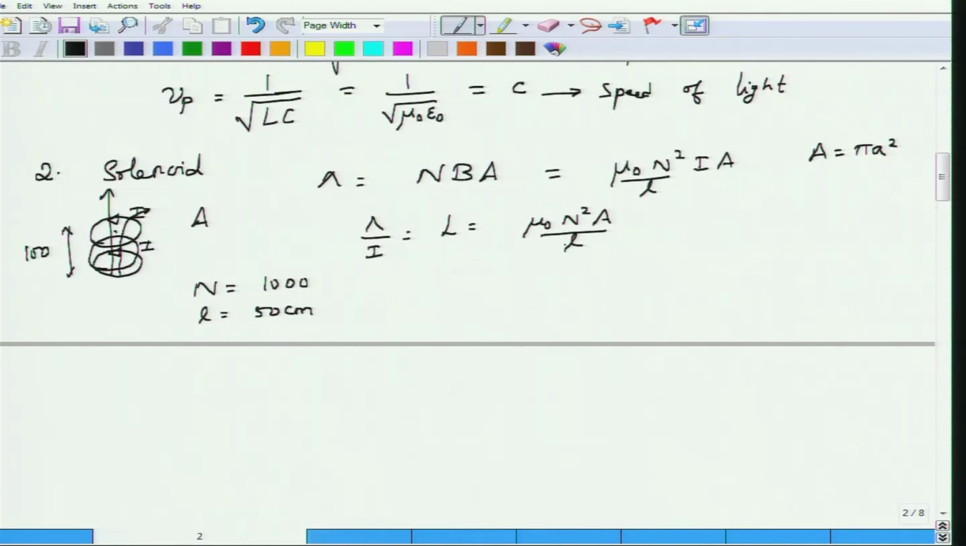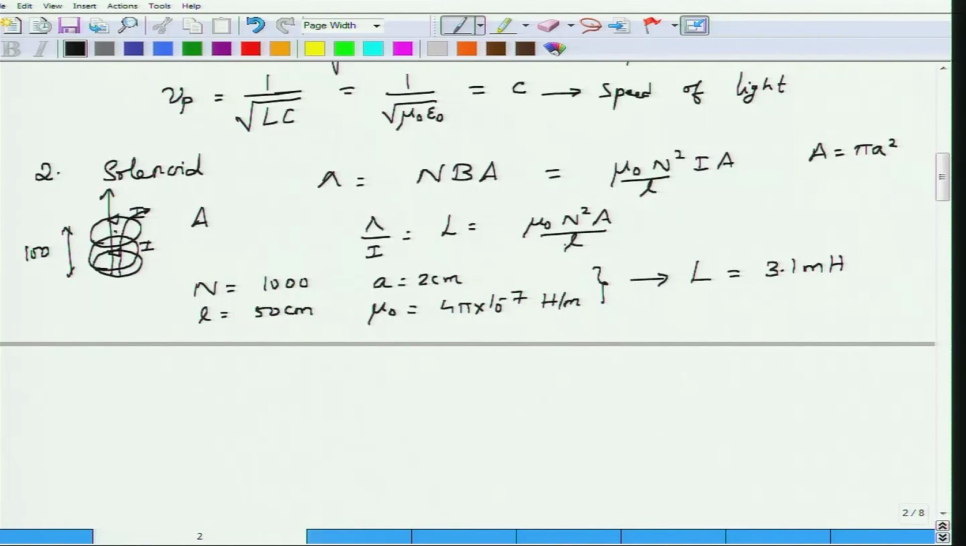So with N equals 1000 turns, L as 50 centimeter, assuming A is 2 centimeter and that the solenoid is filled with air, that is, there is no ferrite rod kept in between. So mu 0 is 4 pi into 10 to the power minus 7 Henry per meter. If you plug in these values and calculate what would be the inductance of the solenoid, you will get that this would be around 3.1 millihenry.